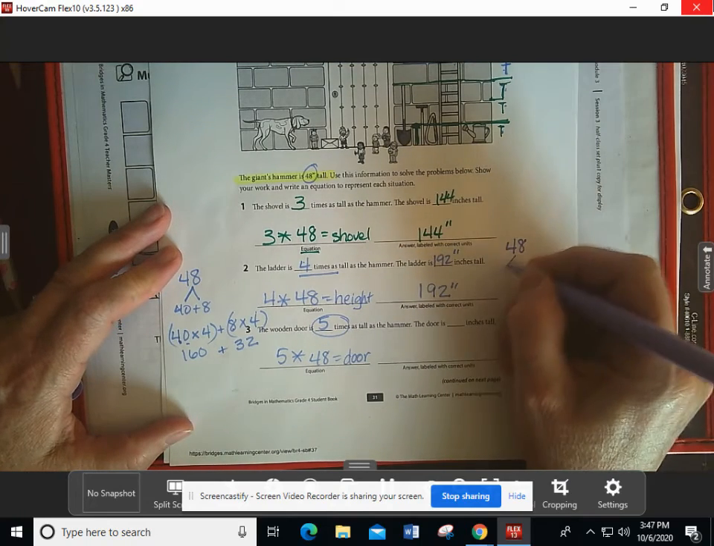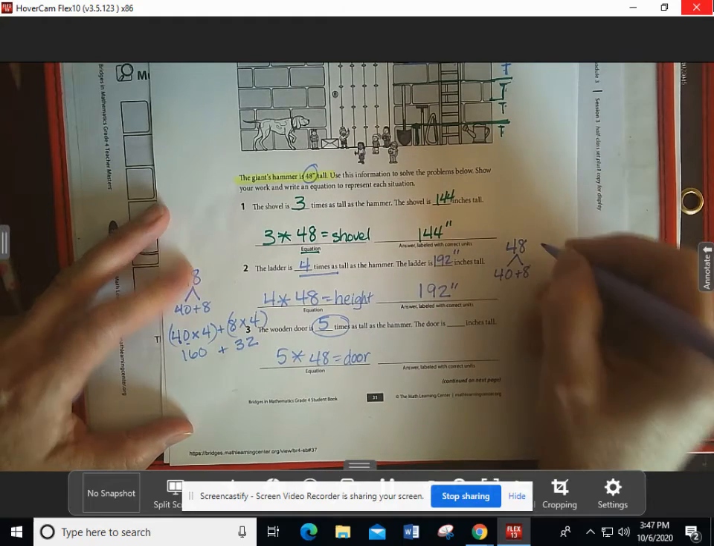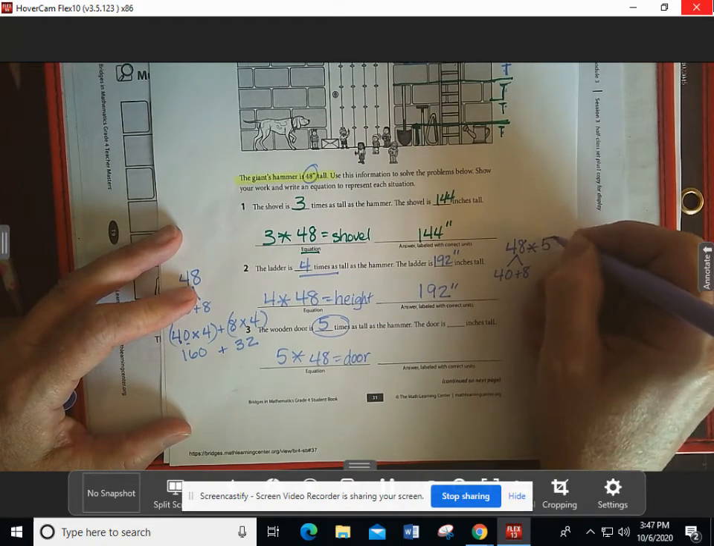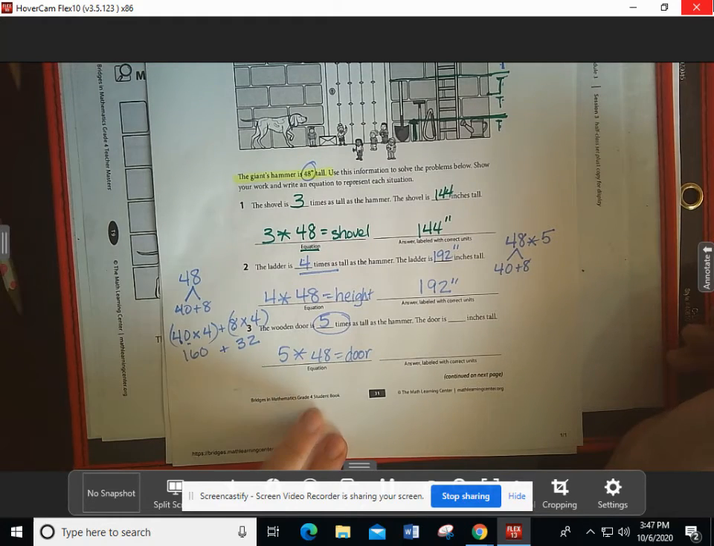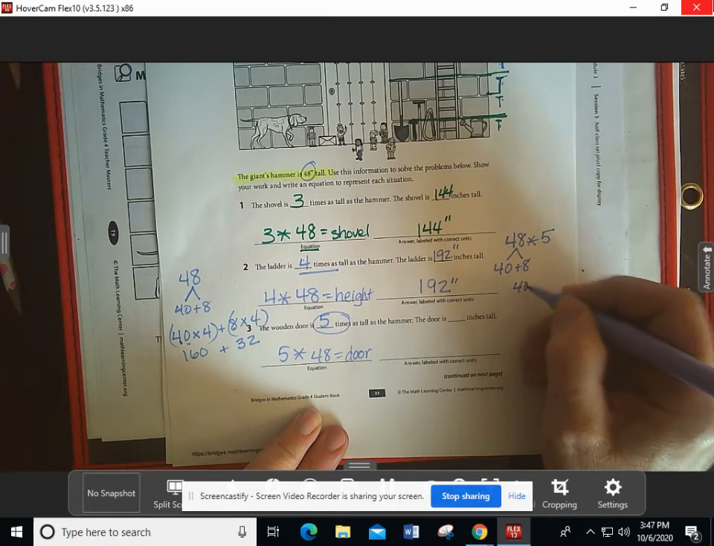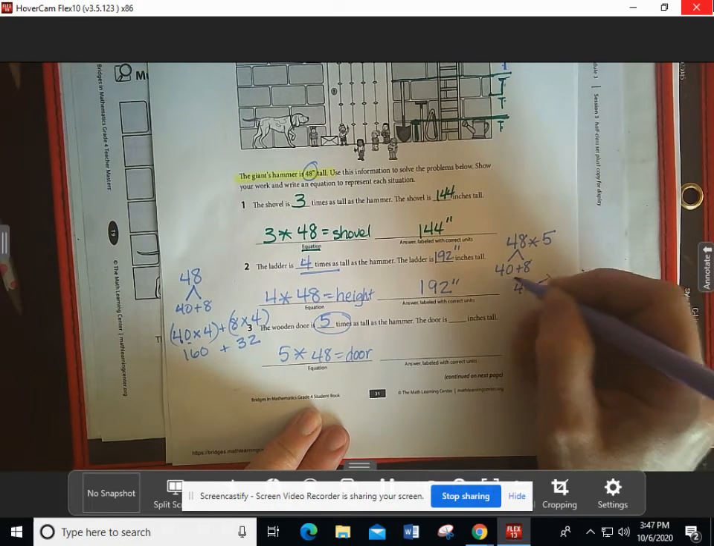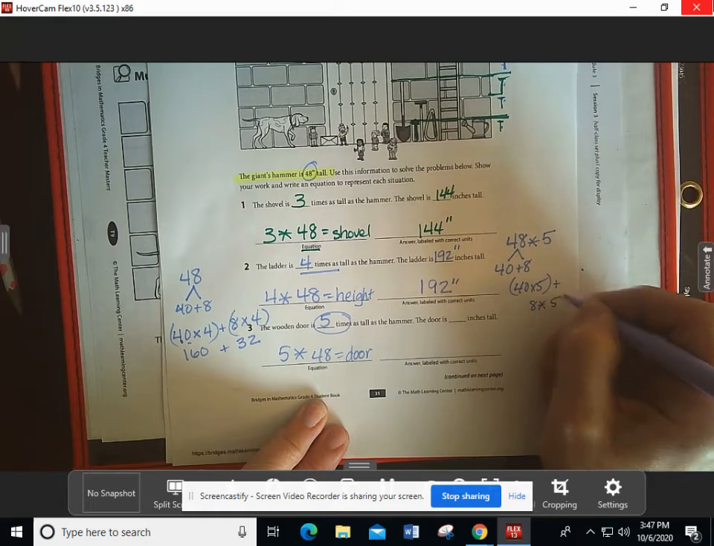48 is 40 plus 8. This time we're multiplying by 5. You can do this in your notebook. You can do this on your workbook page. It's wherever you have room. So I need to do 40 times 5 plus 8 times 5.